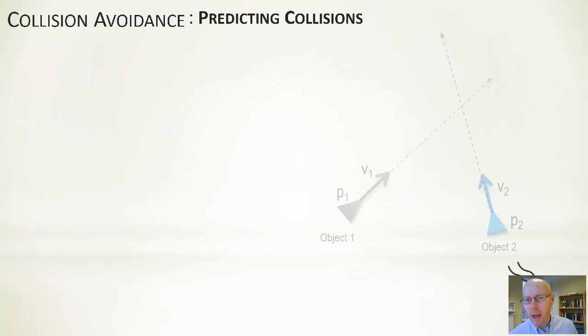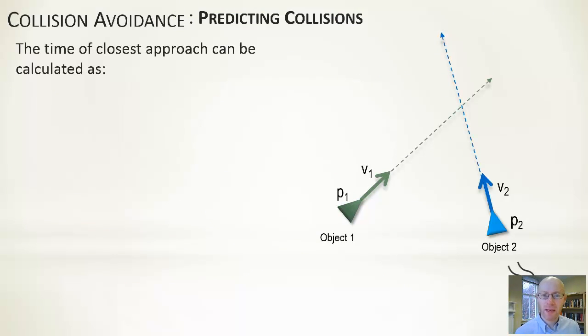Now, how do we do this then? A little bit of maths is involved in doing this. It's not complicated maths, but it's useful nonetheless. It's going to be using a nice thing known as a dot product. So what we're assuming here is we have our two objects. Object 1's at position p1, object 2's at position p2. Object 1's moving with velocity v1, and object 2's moving with velocity v2.